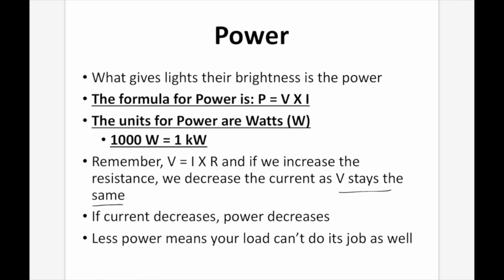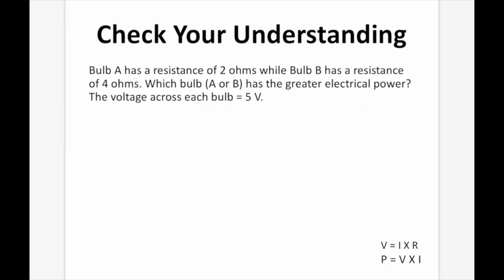And why is that? Using this formula, P equals V times I, if we keep voltage the same and decrease current, if we decrease the right side of the equation, we're going to have to decrease the left side as well. This means less power, so your load can't do its job quite as well. An example of that could be your light wouldn't be as bright. If we decrease the current, the light would dim.